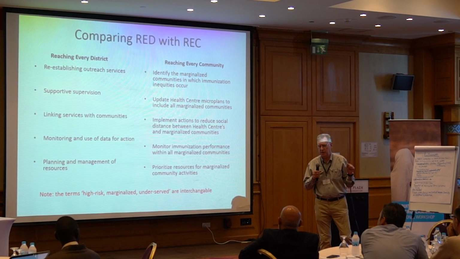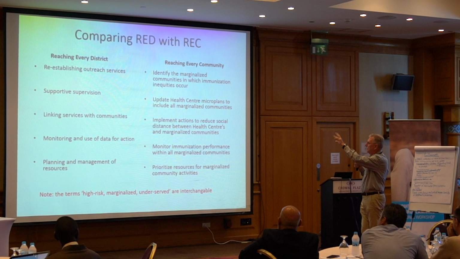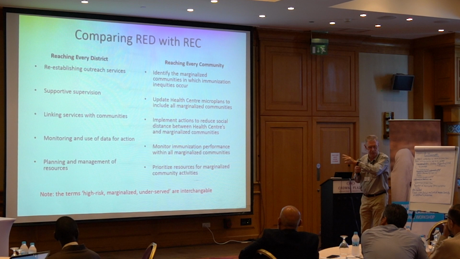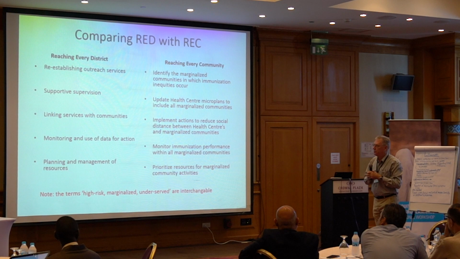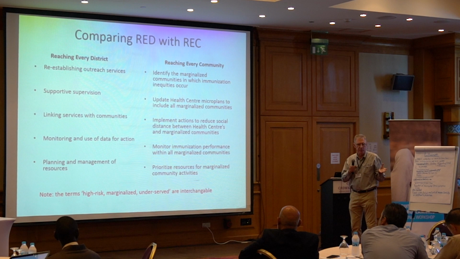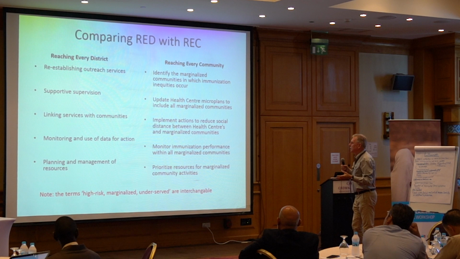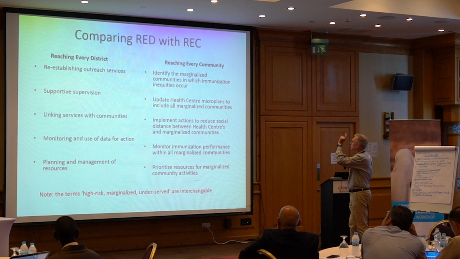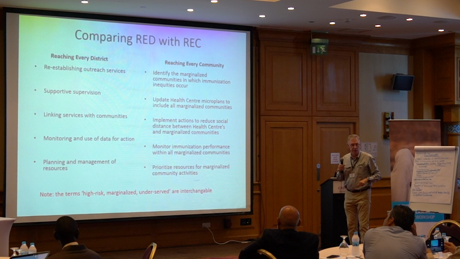We have 5 points for reaching every district. We know these very well. Outreach, supportive supervision, linking with, okay, we're very familiar with those. Now, if you want to reach every community, it's somewhat different. We need to identify the marginalized communities. That's what we're talking about. Those people who are living under slum conditions, who are wandering around the streets, the homeless, etc. Those are the very people we have to reach. So we identify the marginalized.